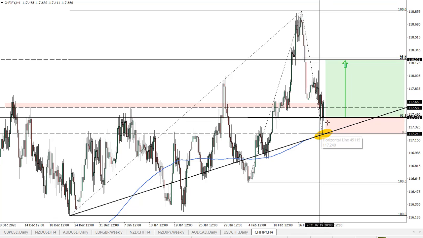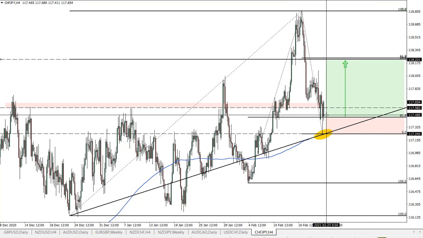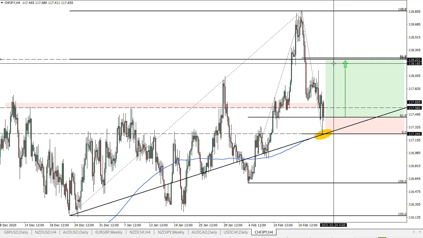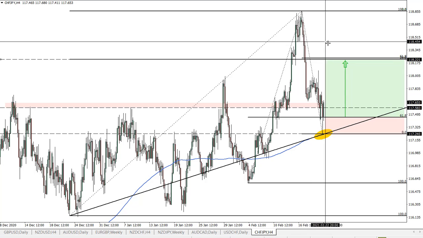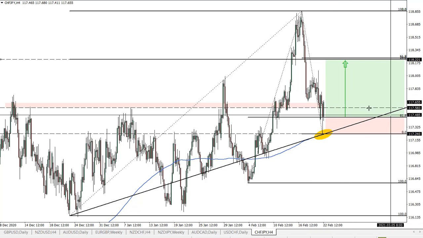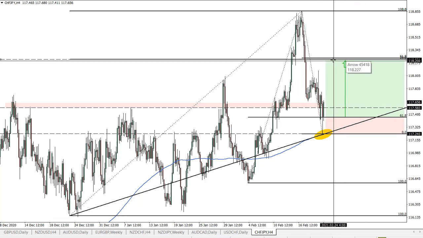Now what we might be expecting is the continuation of the uptrend, or at the very least one more wave to the upside. Maybe it will not produce a new higher high, but in the medium to short term perspective we're expecting the move towards the 118.22. Now this is the strong resistance based on 2 Fibonacci levels.